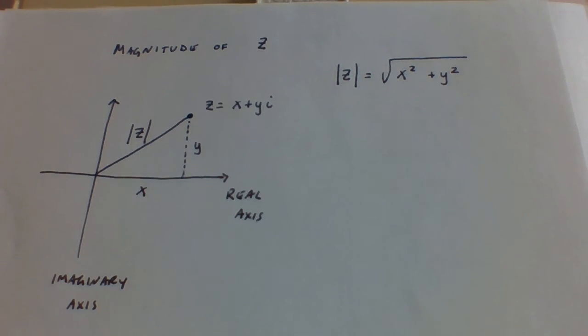And if we're taking a look at the magnitude of z, z would be the equivalent of our hypotenuse. Right? So this would be a right triangle. We can use our Pythagorean theorem. So x squared plus y squared, and we're going to go ahead and take the square root of that. That's going to give us the equivalent to the magnitude of z.